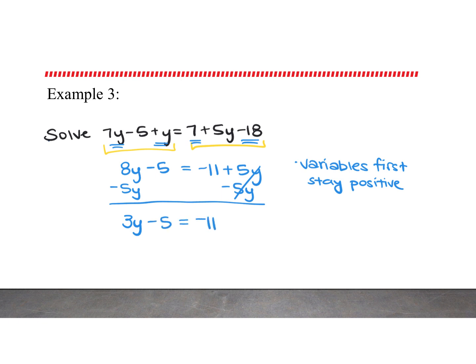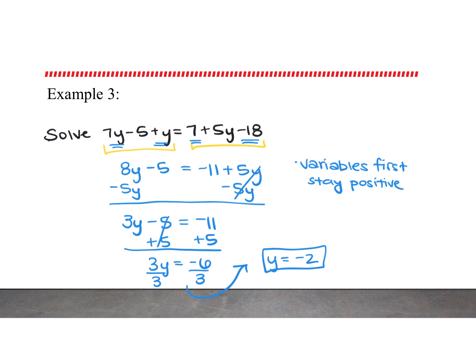I'm going to bring down all my other terms. Now I'm going to move my 5 to the other side. And again, since it's minus 5, we're going to add 5 to both sides. So I have 3y equals negative 6. And then the last thing I'm going to do is divide both sides by my coefficient, that 3. And I end up with y equals negative 2 as my final answer.